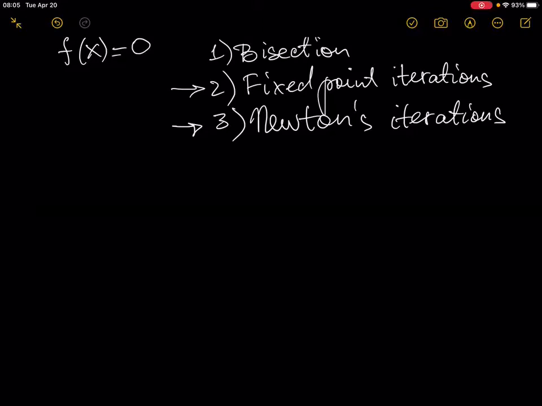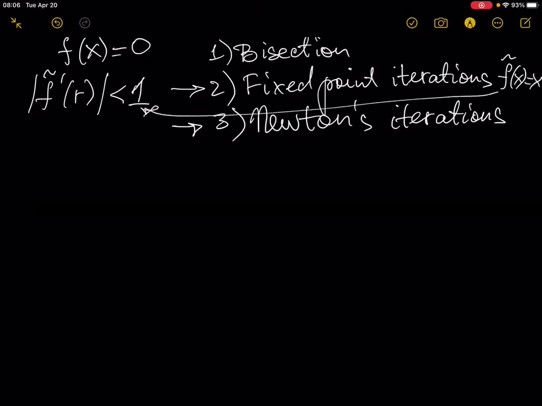If you remember, for fixed point iterations we had this contraction map theorem saying that at the root the magnitude of the derivative of our function, which I will call f tilde, has to be less than 1. So we had this type of equation. We were requiring that the magnitude of the derivative is less than 1, and then we know that if we start close enough to the root r, we will be able to converge.